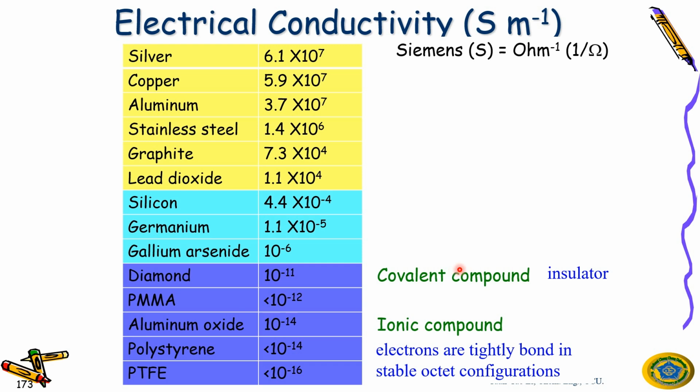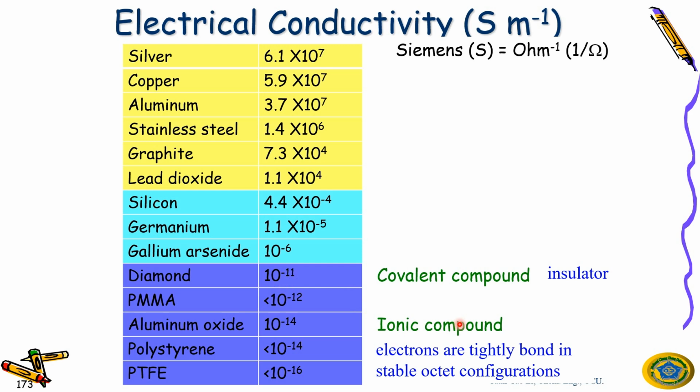Diamond is covalent bond, and this is an insulator. As you know, that number is 10 to minus 11. So the conductivity is very, very low in ionic bond and covalent bond, because the electron was bound tightly between atoms. So you cannot move electron. That's why the electrical conductivity is low.